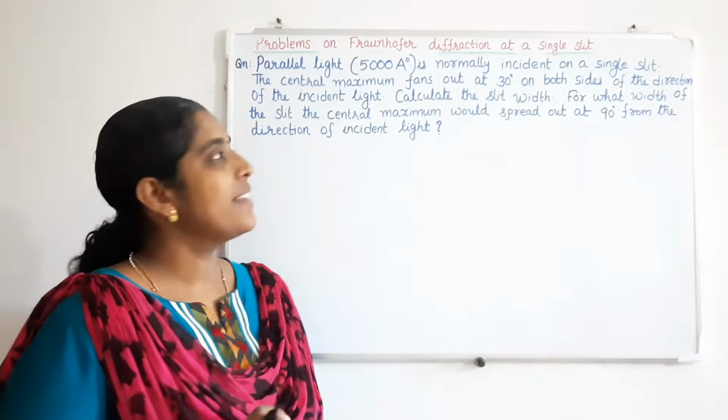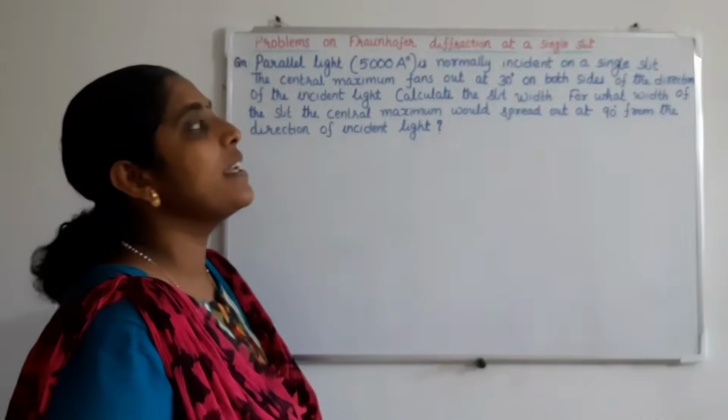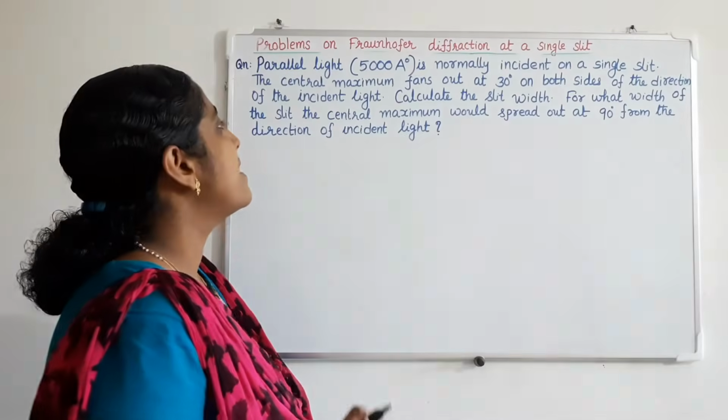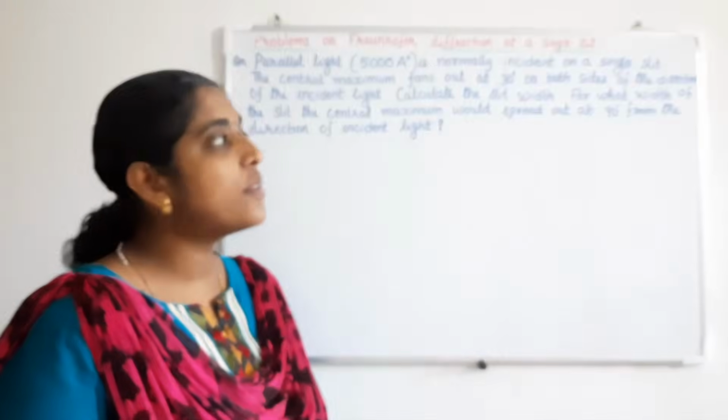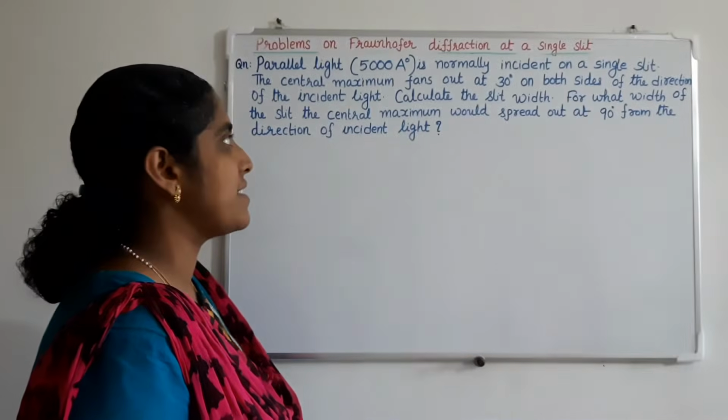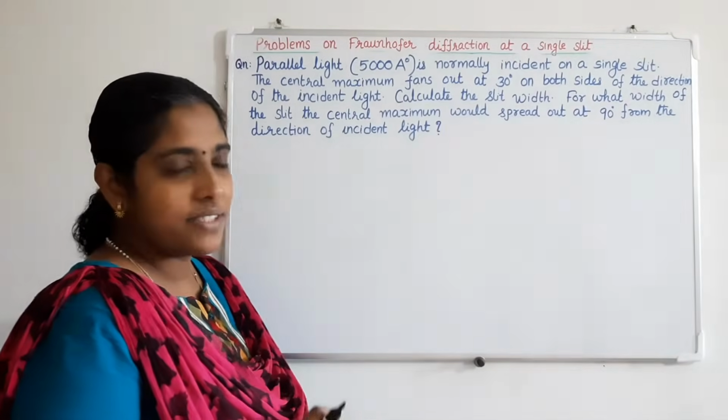See the next question. Parallel light is normally incident on a single slit. The central maximum fans out at 30 degree on both sides of the direction of incident light. Calculate the slit width.